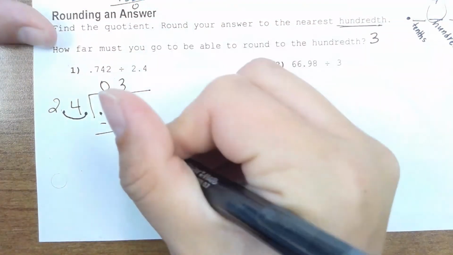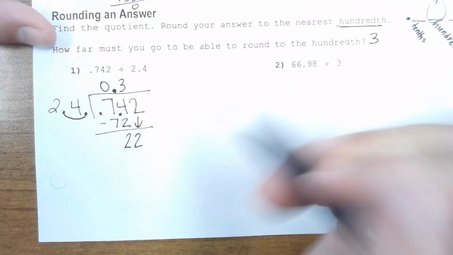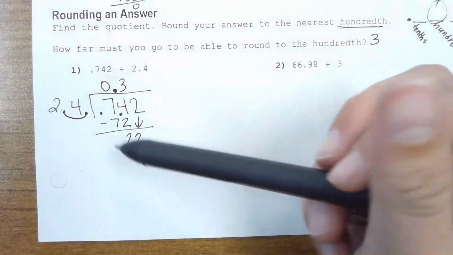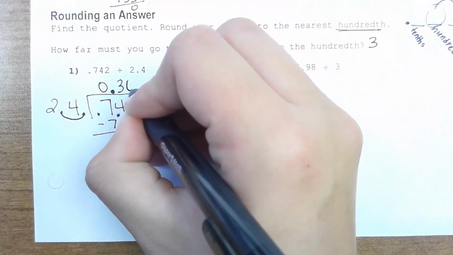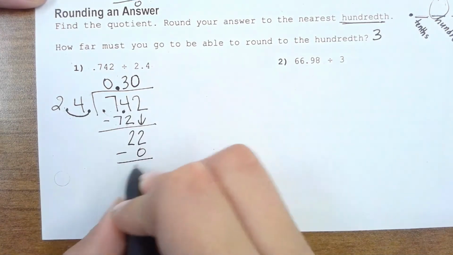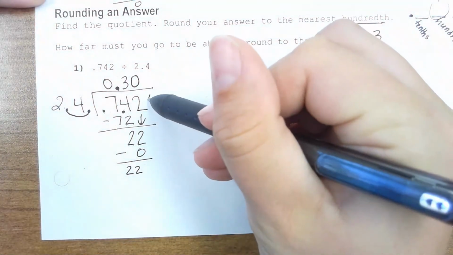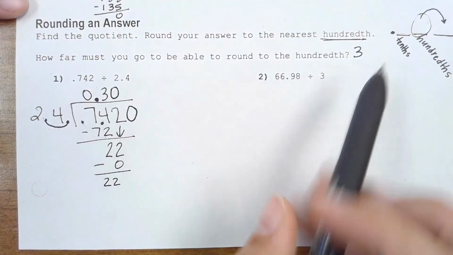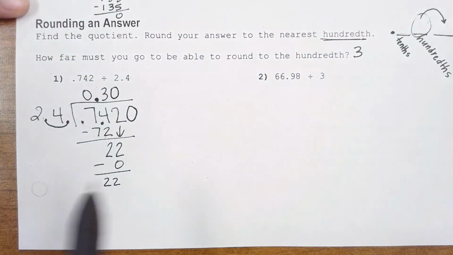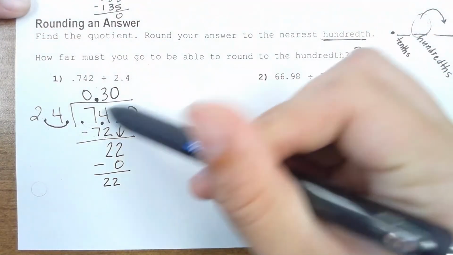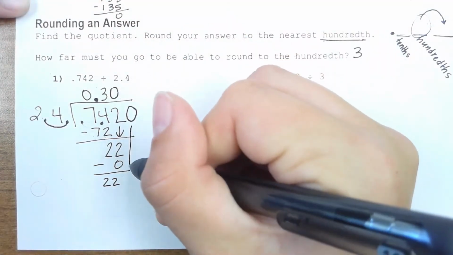74 minus 72 is 2. I'm going to bring down that 2. Now notice how 24 does not go into 22. So since 24 does not go into 22, we're going to put a 0. So 24 times 0 is 0. And then you're also going to have to add another 0 because, again, if we're trying to round to the hundredths place, we need 3 numbers after the decimal. So I still need to try and get one more number here. So I'm going to add a 0 at the end of my 7.42, and I'm going to bring it down.